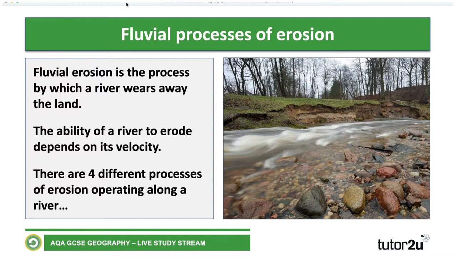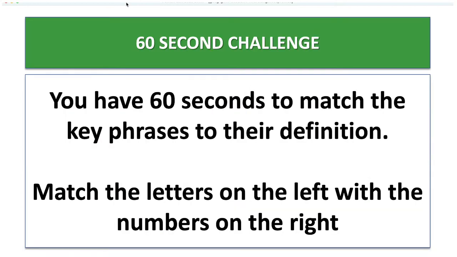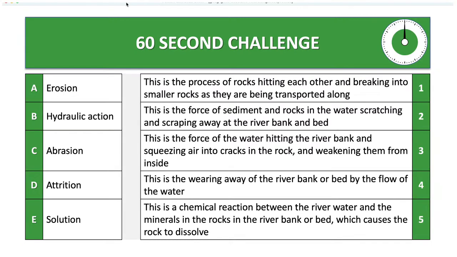Now, what we're going to do before we start talking about them in detail is we're going to see whether you know which ones are which. So we're going to start off with a 60-second challenge where you are going to match up the letters with the numbers on the right. So we have five definitions, five key terms. You just need to match them up. So we're going to have 60 seconds on the clock. You are going to pop the letters and the numbers into the chat window for me. So let's see, boys, if we can be Isabel this time. Off we go, Jim. So down the side, we have erosion, hydraulic action, abrasion, attrition, and solution.